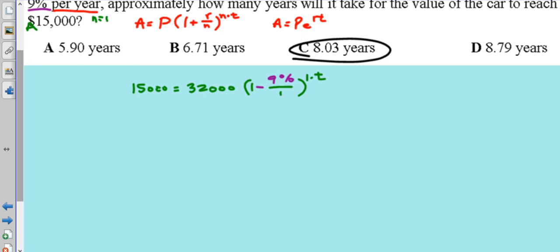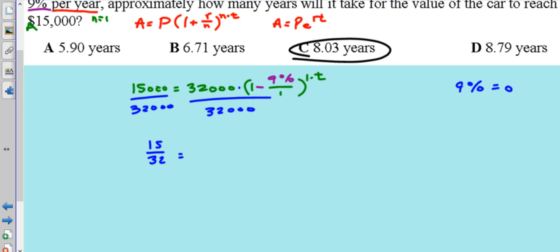Now, if you want to know how do we do the algebra, what's the algebra involved? Well, we want to solve for our T here. So we're going to isolate that T, get it by itself. The first thing I can do is I can see this is multiplication. Let's do a little division to get rid of 32,000. Now when I do that, I see these zeros will cancel, and so I'll be left with, as a fraction, 15 over 32 equals, and over here I have 9% minus 1, and 9% is the same thing as 0.09. So really I have 1 minus 0.09, which gives me, right there, 0.91. This is like saying $1 minus 9 cents, 91 cents to the power of T.